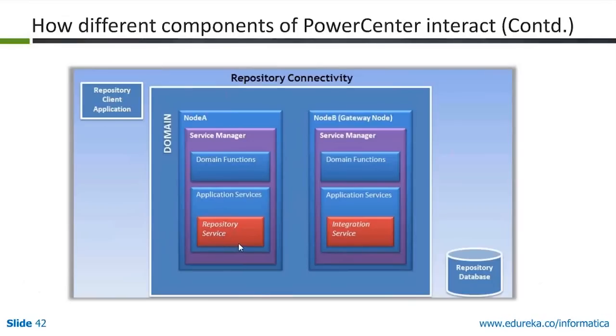Right? So we can decide to run a repository service on a particular node and an integration service on another node. It may not be that both services should be on the same node. When we have a multi-node environment, only then is this possible, right? So in a multi-node environment, we can configure the repository service on a single node and the integration service on another node, right? And node B can be considered as a gateway node.